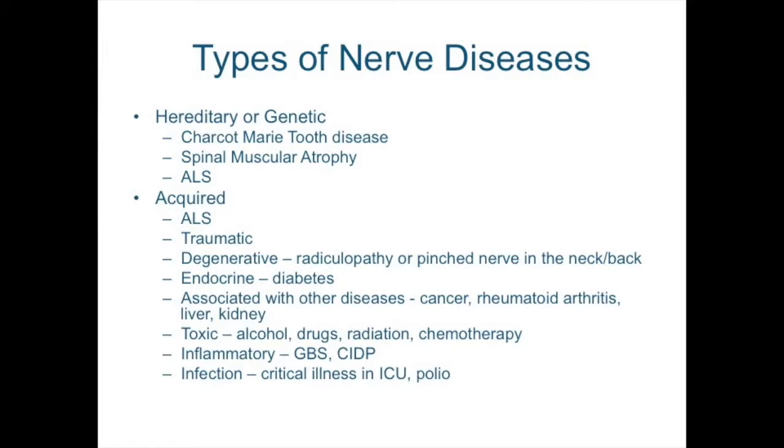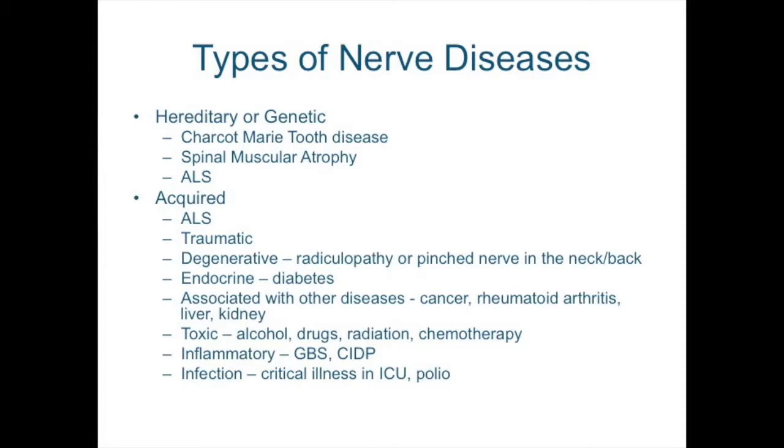Spinal muscular atrophy is a purely motor neuron disease, so it doesn't have any sensory problems or affect the sensory nerves, but it does affect the motor nerves that supply muscle. And then there are hereditary forms of ALS. Another name for it is Lou Gehrig's disease. But again, that's a motor neuron disease that's only affecting the nerves that supply the muscles.